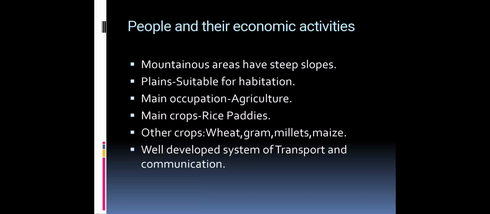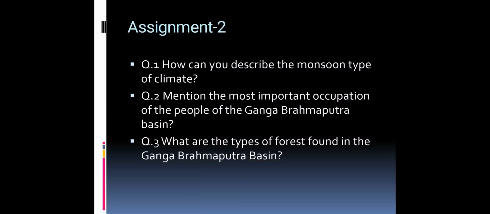Now based on today's class, I have a short assignment for you which you have to do in your copy. So this is assignment number 2. Question number 1. How can you describe the monsoon type of climate? Like what are the characteristics of the monsoon type of climate? Question number 2. Mention the most important occupation of the people of the Ganga Brahmaputra basin. We have already discussed occupation. So what do you think is the main occupation of the people of this area?